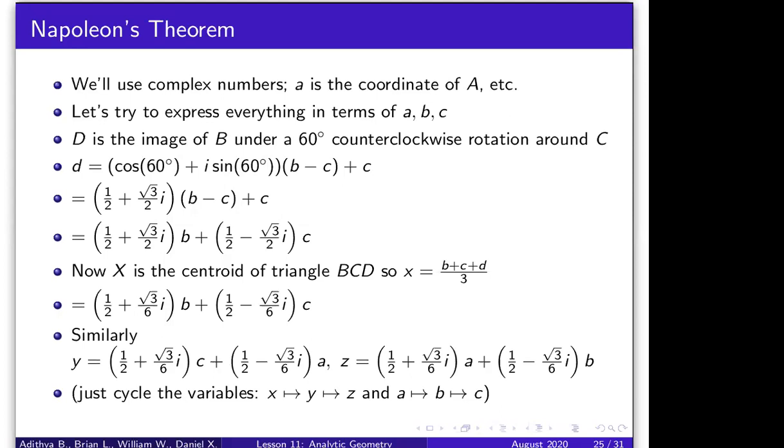So you see, to get from X to Y, you just send B to C and C to A. And then for Z, you shift the variables one more again. So now we have X, Y, and Z in terms of A, B, and C. Does anyone have any questions up to this point? If not, then let's get on to the second part of this problem.